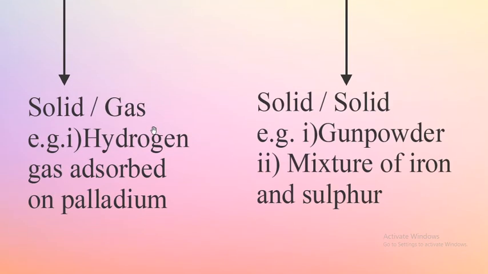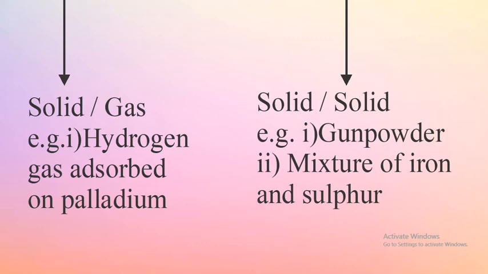First, solid-gas heterogeneous mixtures. It is interesting here. Solid-gas heterogeneous mixtures are also present. For example, hydrogen gas adsorbed on some metals like palladium and platinum. These metals have a special property. They can adsorb hydrogen gas on their surface. See here, it is not absorb, it is adsorb. Those metals like palladium and platinum can accumulate hydrogen gas on their surface. Accumulating a certain component on the surface is called adsorption.